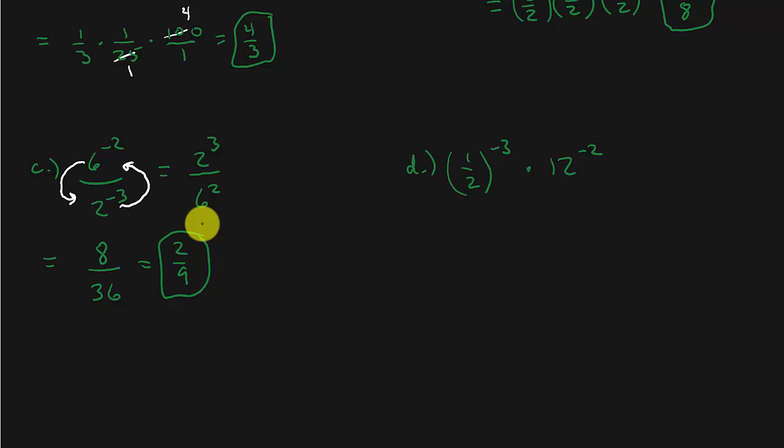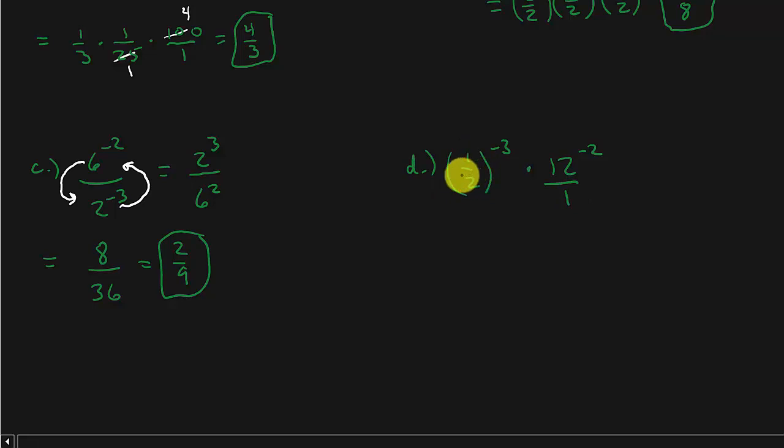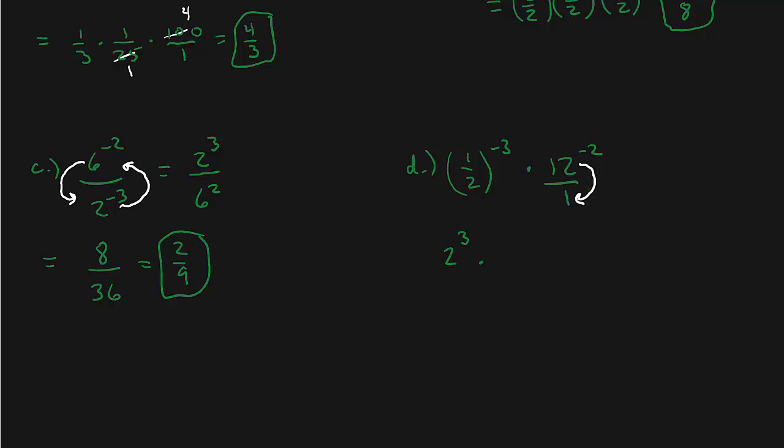All right, so let's look at the next one. I got 1/2 to the negative 3 times 12 to the negative 2. So first, let's work on making the exponents positive. This 12 to the negative 2, I'm going to look at that as being over 1. As far as this goes, I've got a fraction inside parentheses raised to a negative power. So I'm going to take the reciprocal of 1/2, and the reciprocal of 1/2 is 2. And since I took the reciprocal, that changes the sign of the exponent. Times, and then this one, I'm going to move this across the fraction bar. So that's going to give me times 1 over 12 squared.